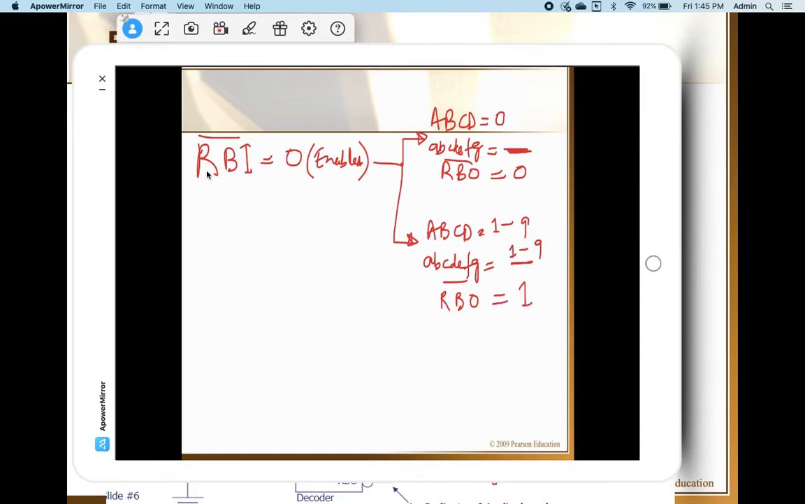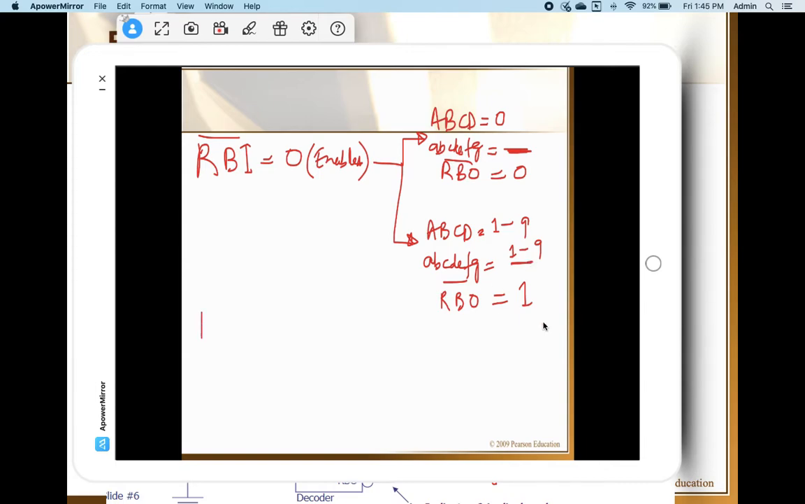Okay, so basically this RBI feature only blanks 0. If there is a 0 at the input, the output will be blank and RBO will indicate that our output is blanked. However, if there is some other number on the input lines, it will be displayed as it is and RBO will be 1.